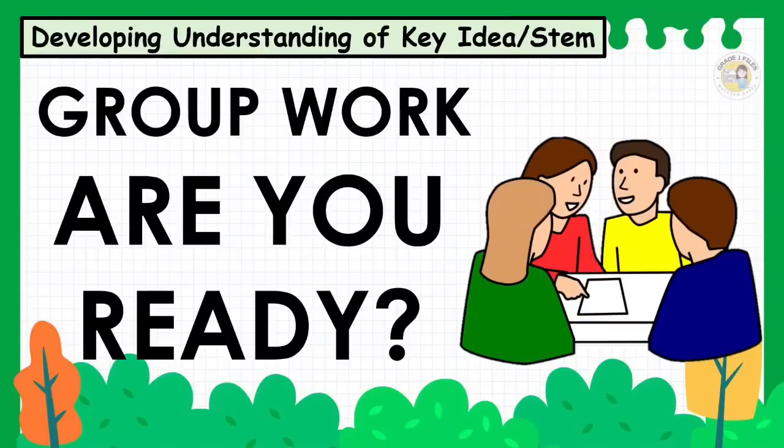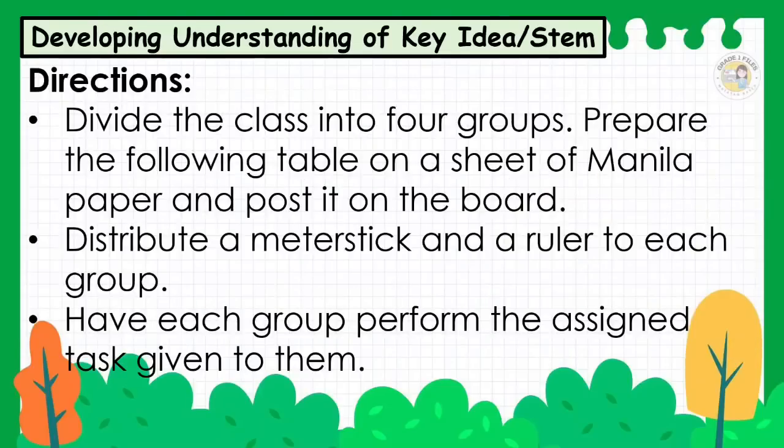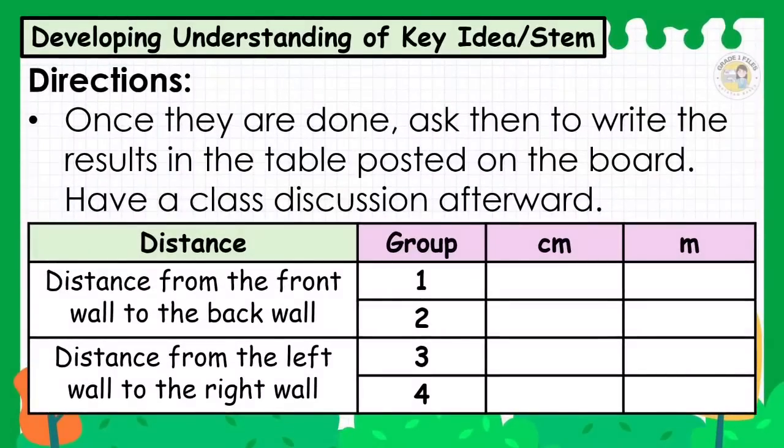Now let's have a group work. Are you ready? Divide the class into 4 groups. Prepare the following table on a sheet of Manila paper and post it on the board. Distribute a meter stick and a ruler to each group. Have each group perform the assigned task given to them. Once they are done, ask them to write the results in the table posted on the board. Have a class discussion afterward.